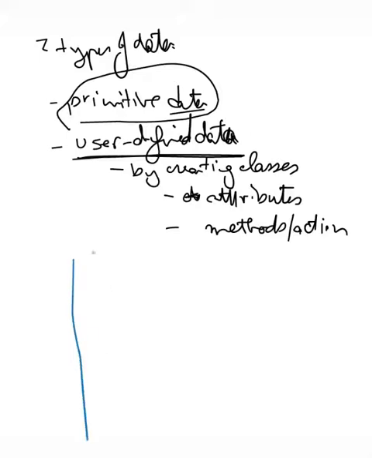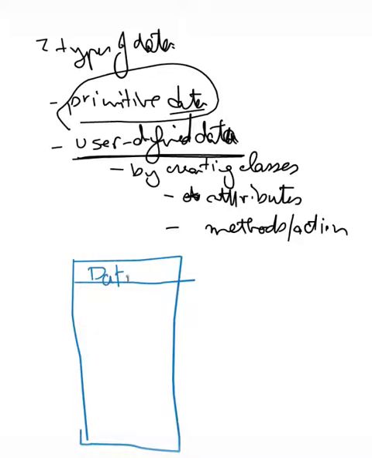And I use this diagram to represent a class. This is called the UML class diagram. And you can call this class anything. Maybe you can call it data element.